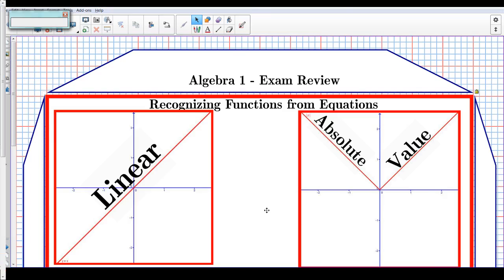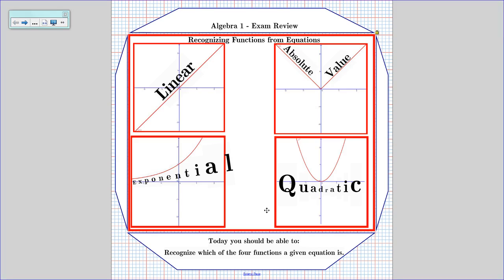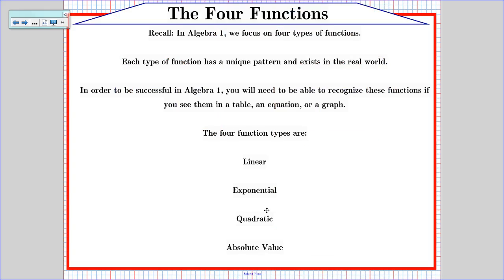Hey everybody, here is a quick Algebra 1 end of course exam review on recognizing functions from equations. Today you should be able to recognize which of the four functions a given equation would represent. So you should be able to look at an equation and decide, is it linear, is it absolute value, is it exponential, or is it quadratic, or perhaps is it something else? If this is your first time hearing about those functions, you should watch my earlier video recognizing functions from their graphs. Alright, here we go.